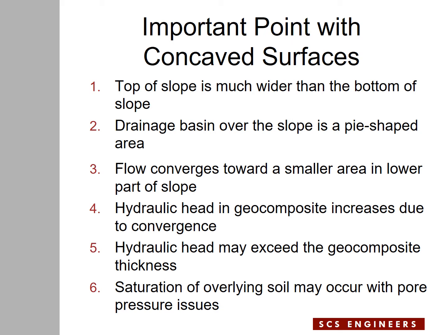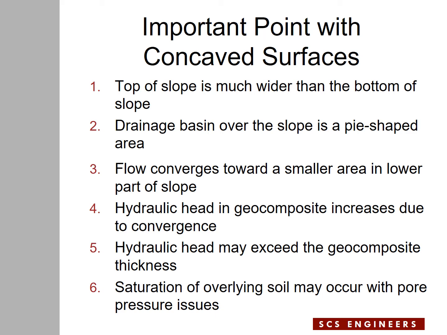Important points with concave surfaces: the top of the slope is much wider than the bottom of the slope. So the drainage basin for the geocomposite is a pie-shaped area. In an ideal case where the two sides of the landfill are coming at each other at 90 degrees, the pie shape is like a quarter of a circle. And in other cases where the angle is different, it's still like a pie shape.